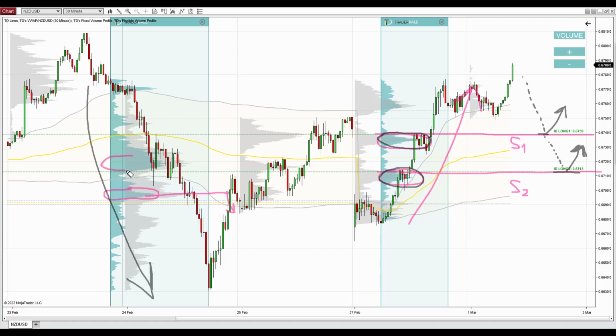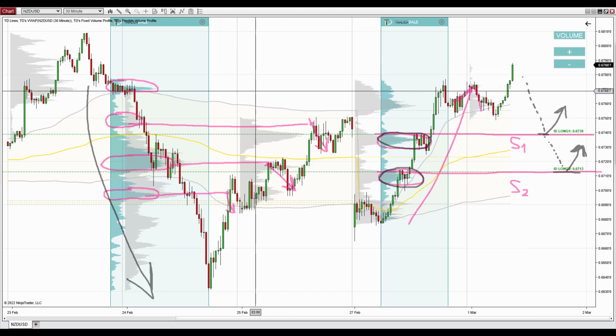Then the second one, that was this one. This is the reaction to it. Then another one was this volume cluster. This was the reaction to this one. And then this volume cluster. Let me draw a straight line from there. This was the reaction to it.